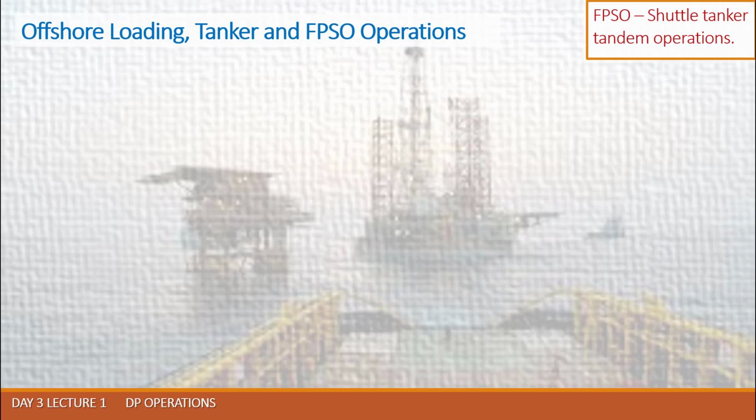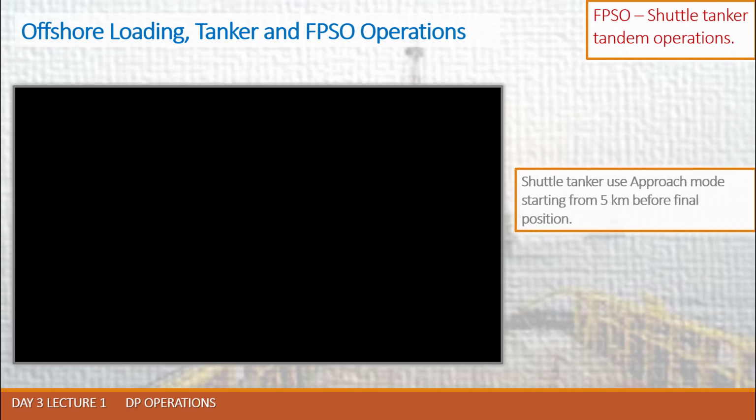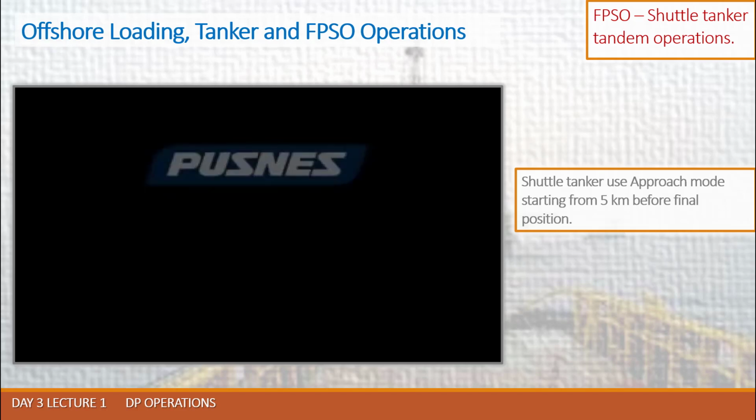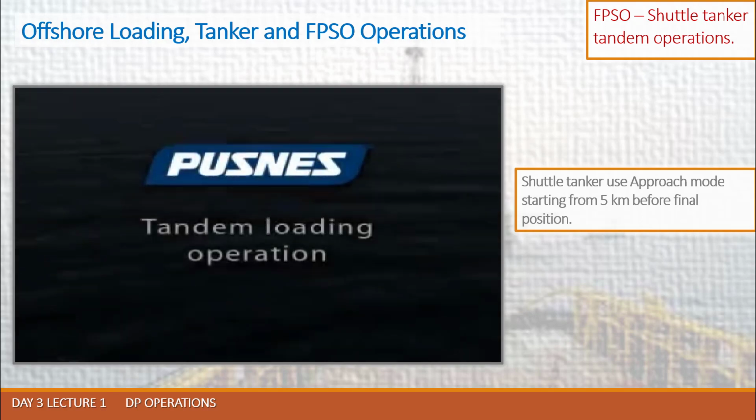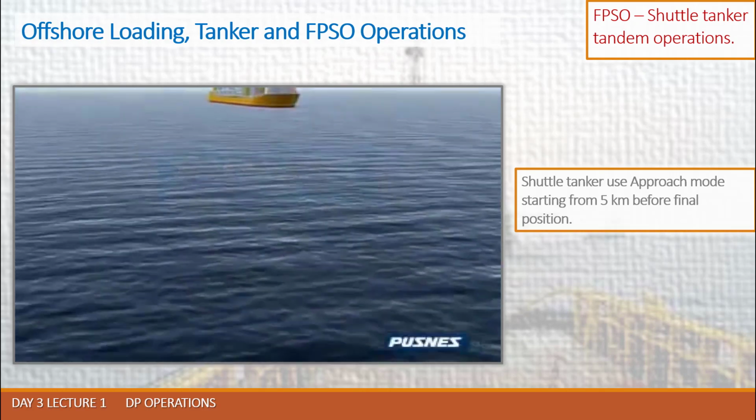Next video example shows us in detail the FPSO and shuttle tanker approach. The approach mode starts from 5 km before final position near the FPSO stern, and the expected clearance for the shuttle tanker is about 140 meters. That's the area where the shuttle tanker will stay stable, keeping the positioning and heading during the cargo operations.